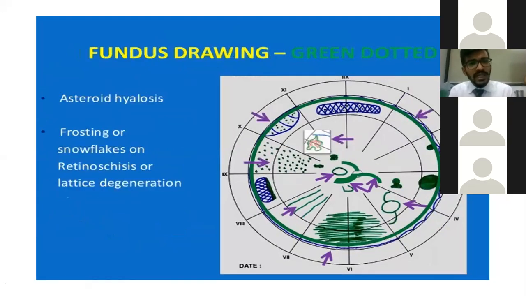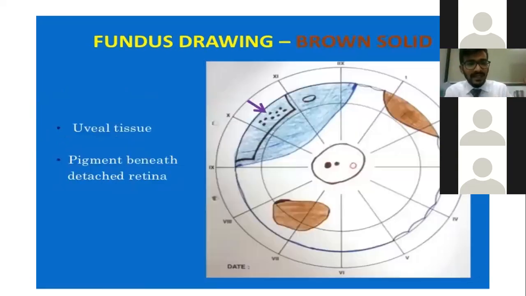Green dotted is for any media opacity like asteroid hyalosis. Syneresis, frosting, snowflakes are drawn with green dotted lines. If there is vitreous condensation, sometimes you see it in the central part of the lattice, so you should give a hint of green in the lattice.